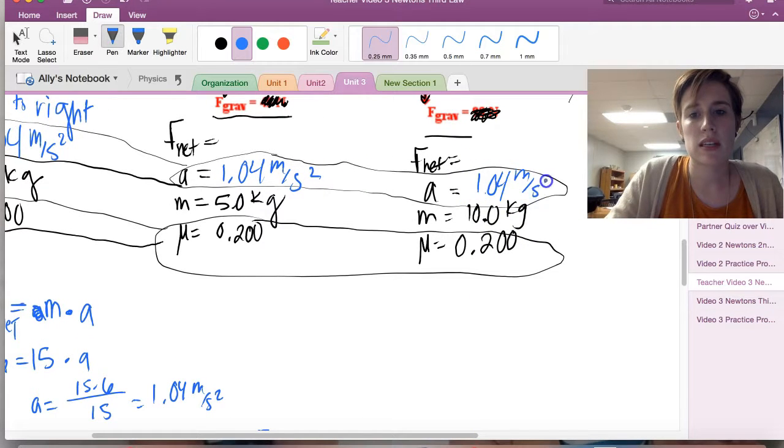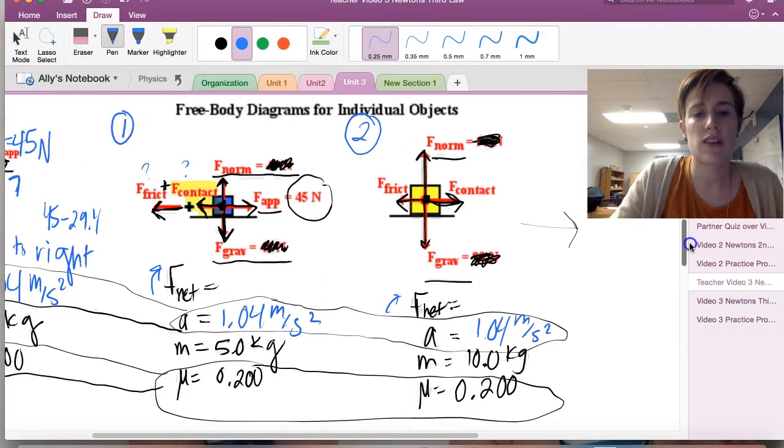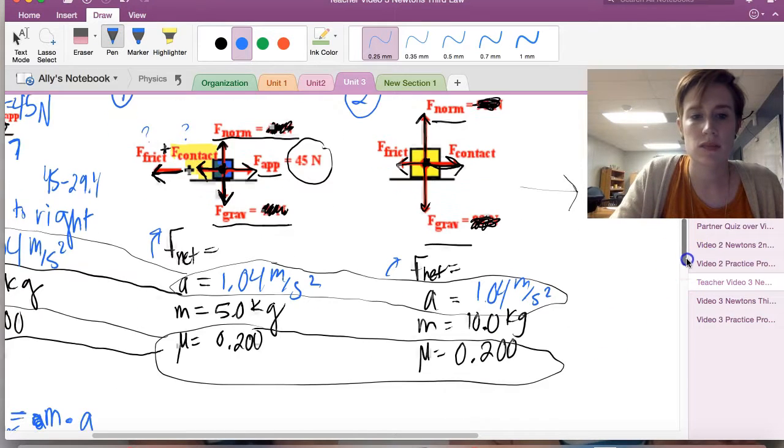So you should be able to see that I can now find my net force for each of my individual objects because I have acceleration and mass. I could find my net force for each of the individual objects by doing this. Let's go ahead and do that next.